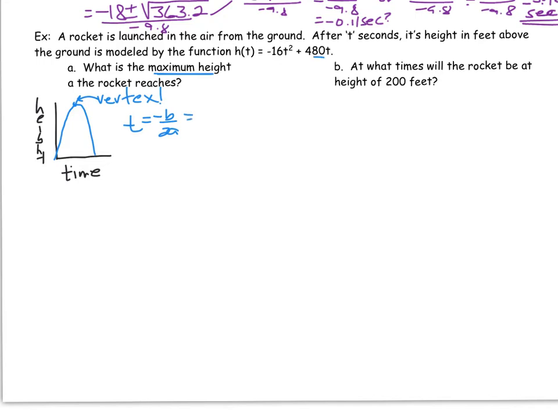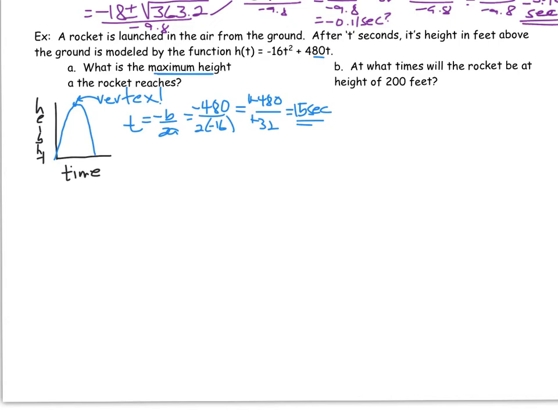We'll do t equals negative b over 2a, and we have to plug that back in. B is 480, so that would be negative 480 all over 2 times a, which is negative 16, and that's negative 480 over negative 32. The two negatives cancel, and 32 actually goes into 480 15 times. So it takes 15 seconds for the rocket to reach the maximum height.